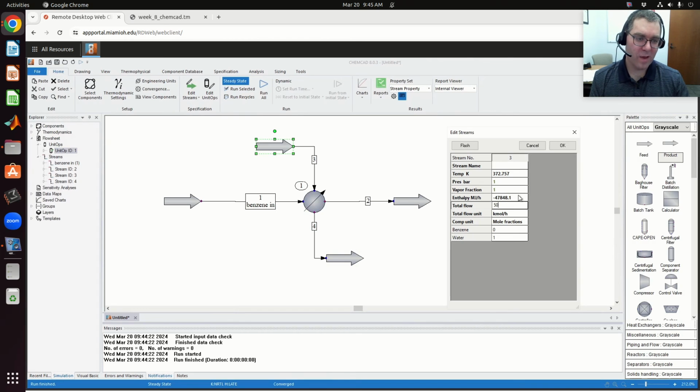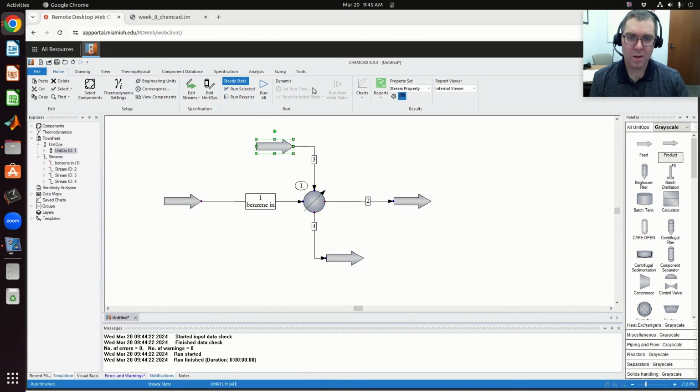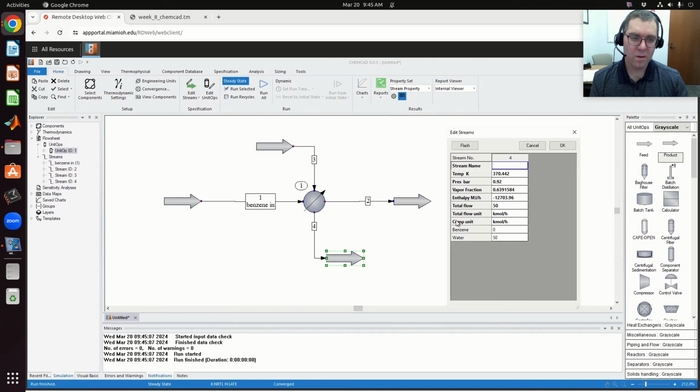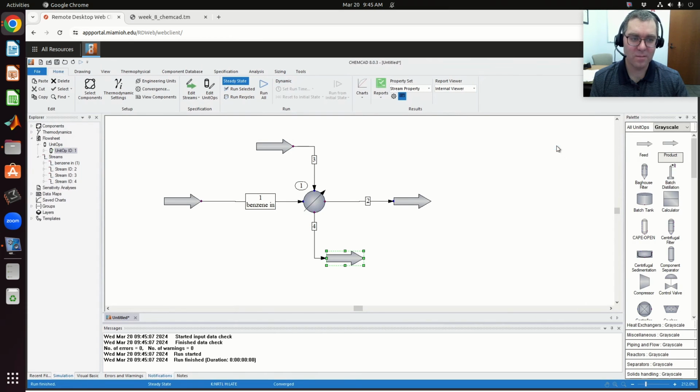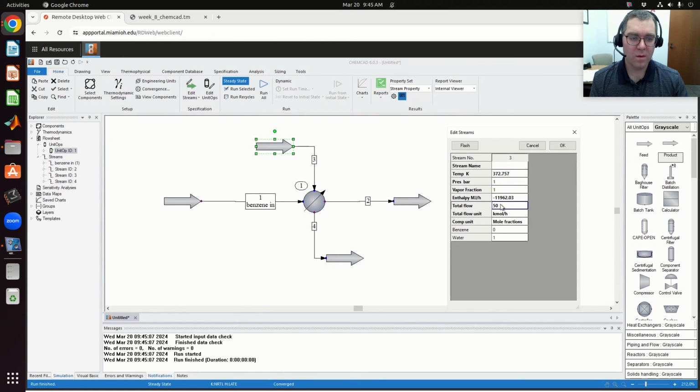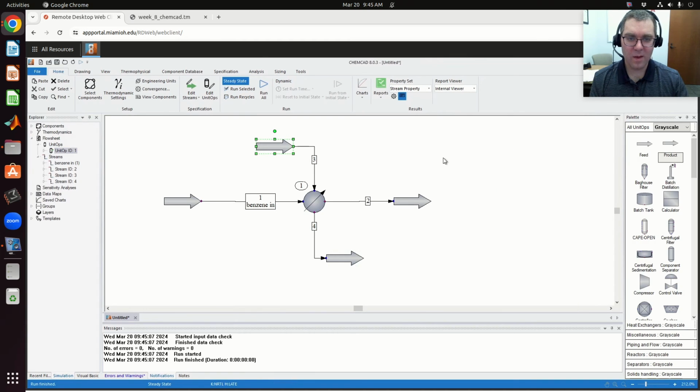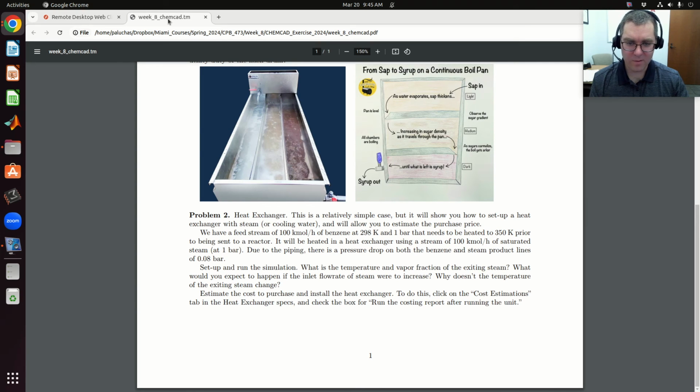And if I were to go on the opposite side and make it 50, what I find is I'm just condensing more of the steam. The exit temperature of that two-phase mixture is still exactly the same. Okay, cool. So I'm going to keep that at 100. Then you could also play around with what happens if I increase the flow rate of benzene. I would just end up condensing more steam as well. Why doesn't the temperature of the exit steam change? Well, because it's a two-phase mixture.